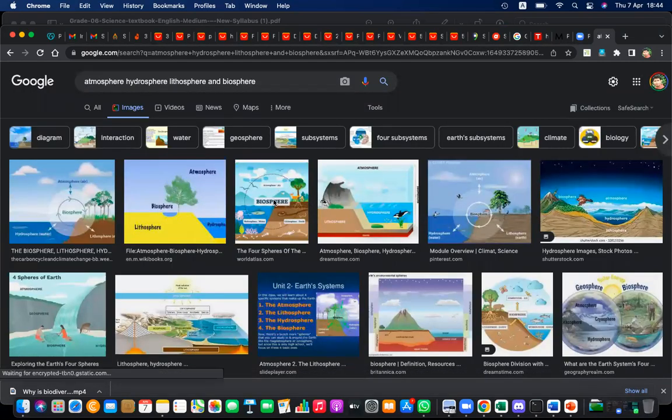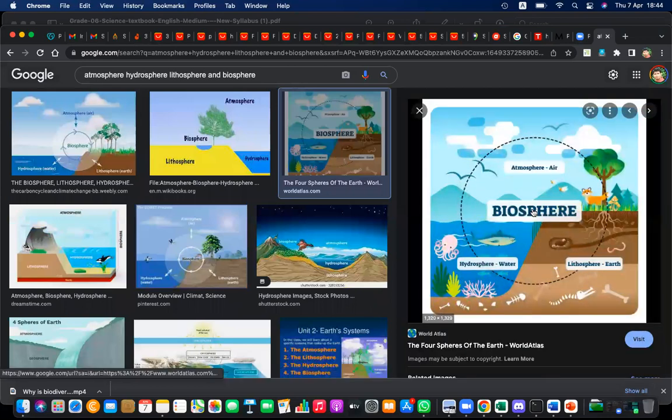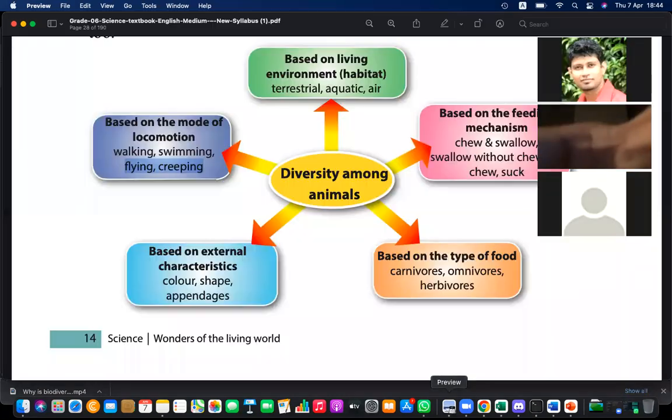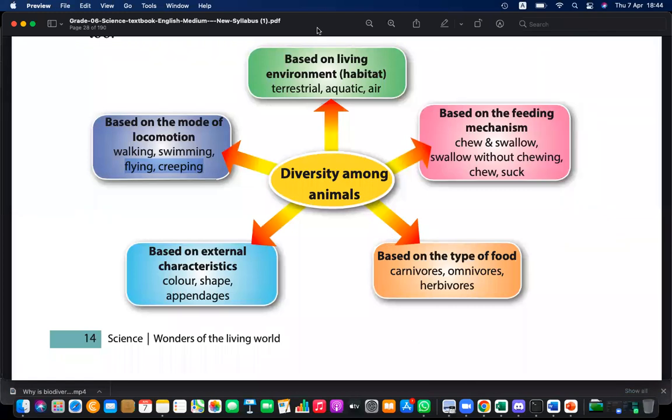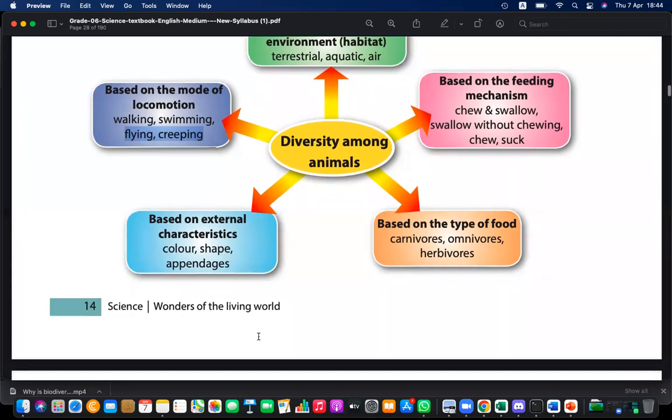So all together we call it the biosphere. Air is the atmosphere, hydrosphere is water, lithosphere is the land. Then we learn about external characteristics like color, shape, appendages, and walking, swimming, flying, creeping based on the locomotion mechanism, based on the feeding mechanism, based on the food: carnivorous, omnivorous, and herbivorous.